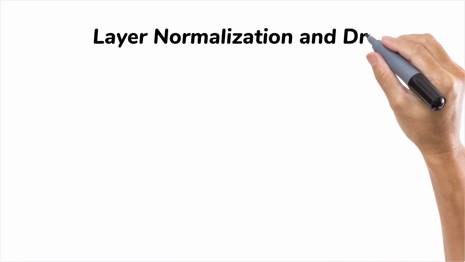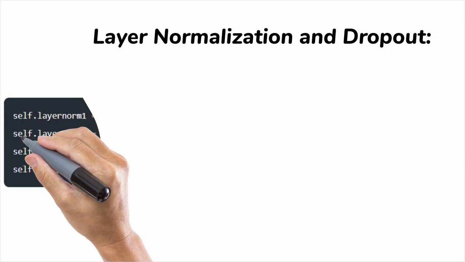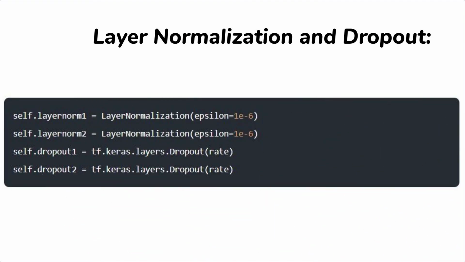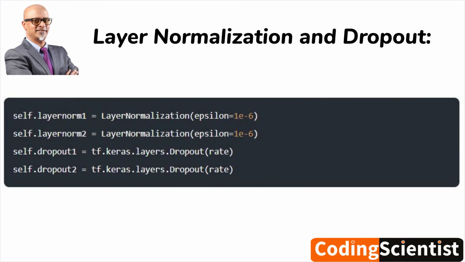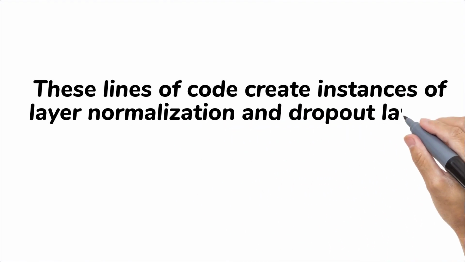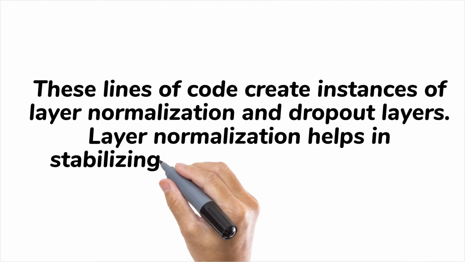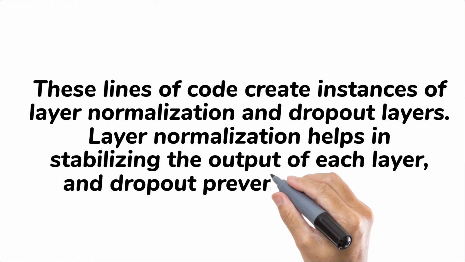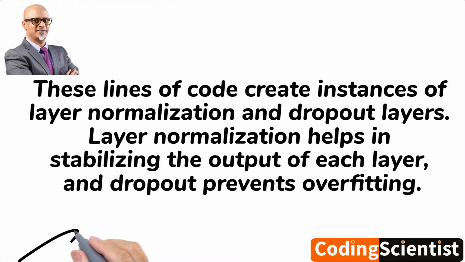Layer normalization and dropout. self.layernorm1 = LayerNormalization(epsilon=1e-6), self.layernorm2 = LayerNormalization(epsilon=1e-6), self.dropout1 = tf.keras.layers.Dropout(rate), self.dropout2 = tf.keras.layers.Dropout(rate). These lines of code create instances of layer normalization and dropout layers. Layer normalization helps in stabilizing the output of each layer, and dropout prevents overfitting.